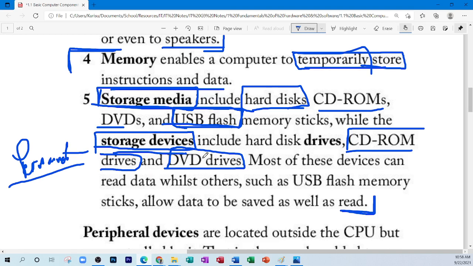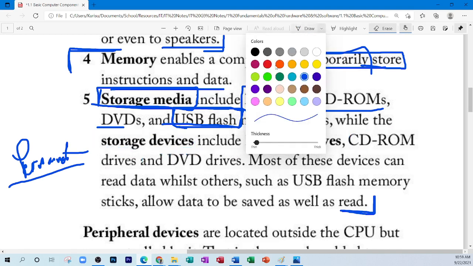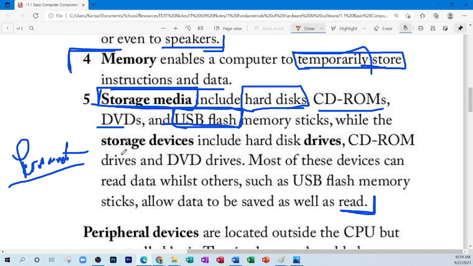So let's see. A trick that can help you is that for all of these storage devices, they end with a keyword. Anybody notice that keyword?